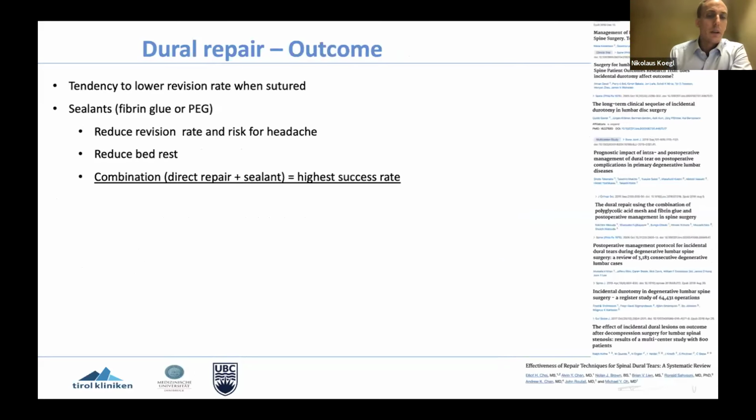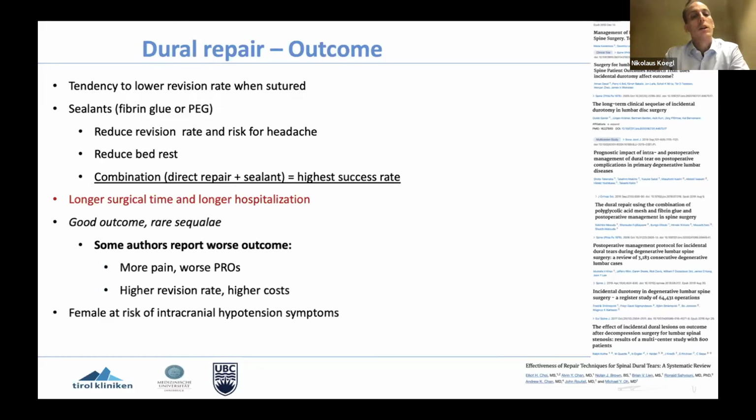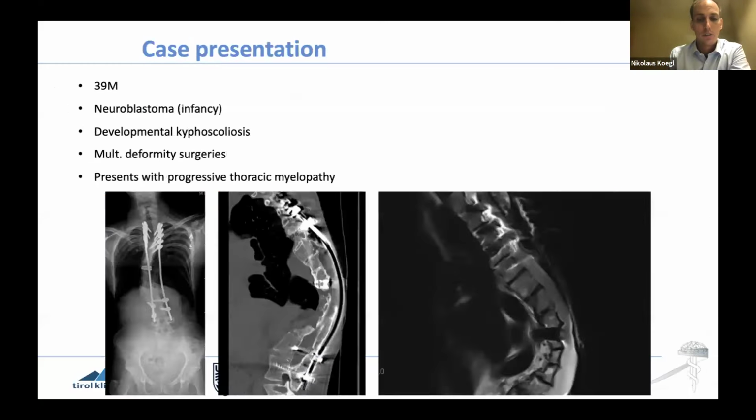Dural repair, generally speaking about the outcome: there's a lower revision rate if you suture. If you augment it, even better. You obviously have a longer surgical time, so this will be part of your learning curve, knowing when to speed up and when to slow down. It is associated with a longer hospitalization. According to literature, there is good outcome and rare sequelae. However, we have data showing that those patients have more pain, worse patient-reported outcomes, a higher revision rate, and, as previously presented, higher treatment costs. Of note, females definitely have a high tendency toward intracranial hypotension symptoms.